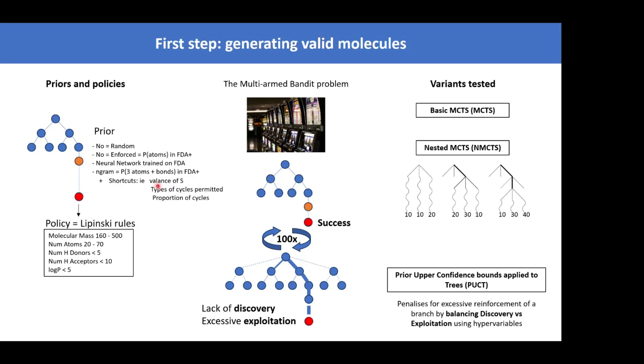And on top of that, we had some shortcuts. So things like the valence of sulfur, which can be 2, 4, or more. The type of cycles that are permitted, because when you go, for instance, for random generation or the algorithm that I told you about that only generates 4% valid molecules, you can end up with absolutely crazy cycles that you would never even imagine trying to synthesize. And we also implemented a proportion of cycles. So how many 5-atom versus 6-atom cycles would you expect to see in a drug molecule? So this is for the prior knowledge that we provide or not to the system.